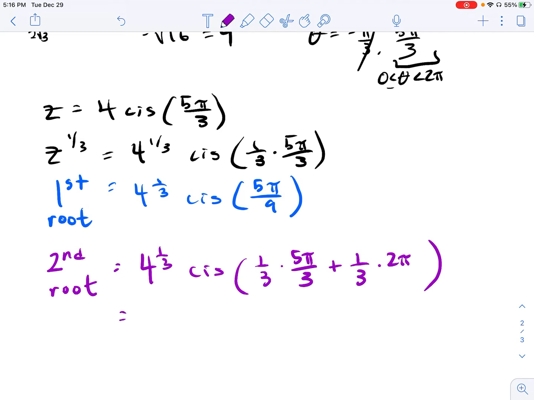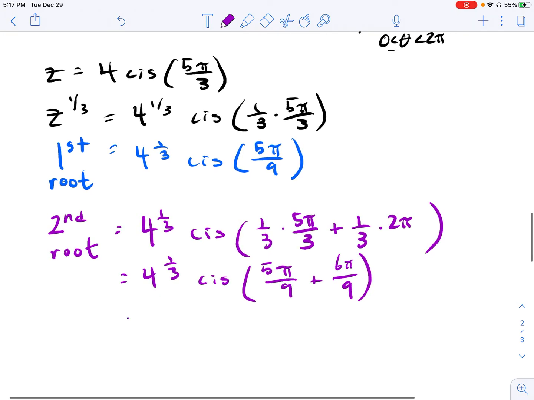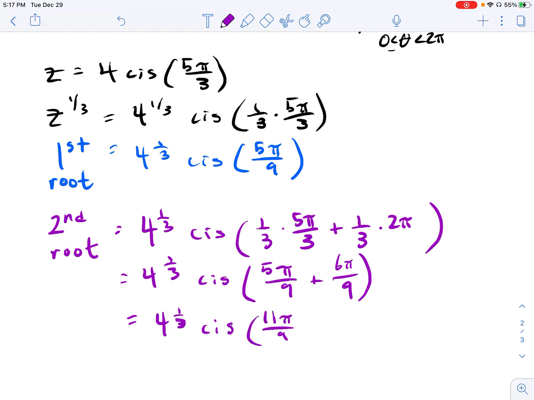So to clean this up, this is 4 to the 1/3 CIS, and we have 5 pi over 9 plus 2 pi over 3, which I'm just going to now rewrite so it has the same denominator and it's easier to work with. So we're just going to write this as times 3, that's 6 pi over 9. And so our second root is going to be 4 to the 1/3 CIS, 11 pi over 9. There's our second root.